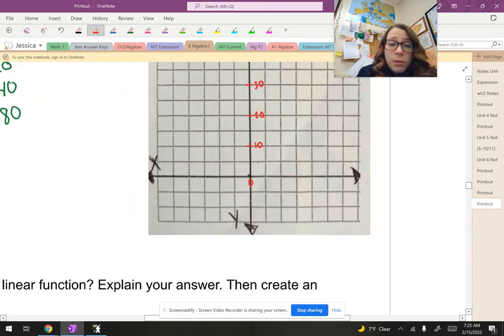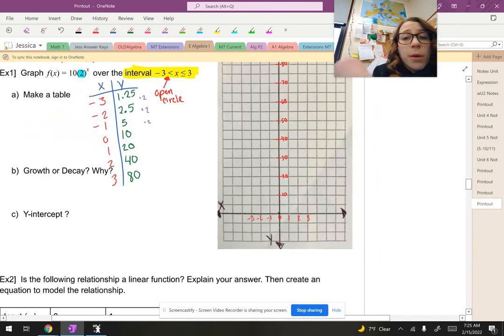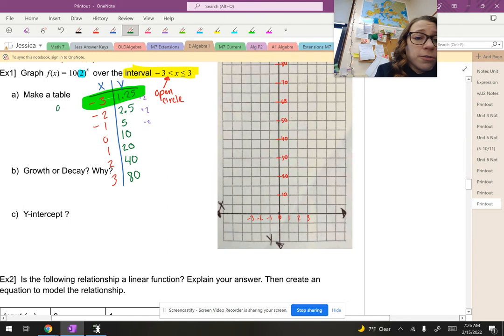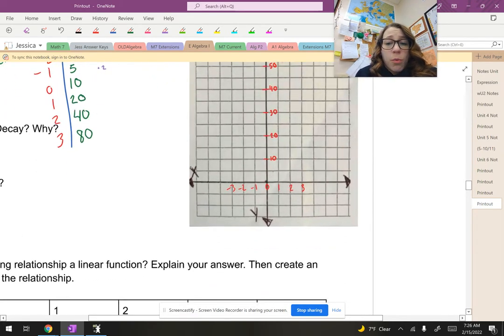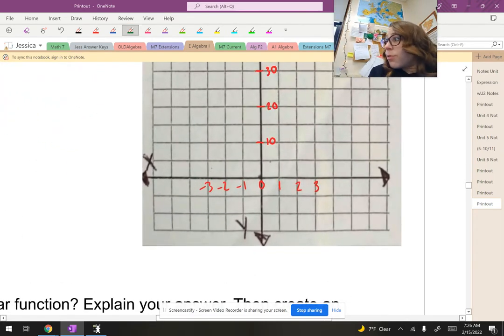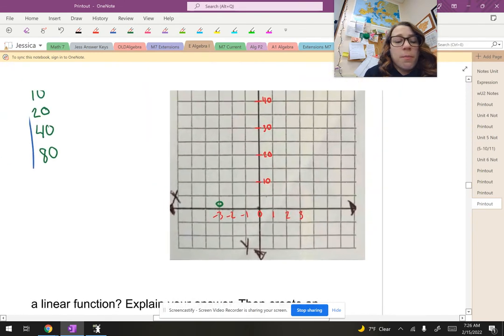So then down here, we've got 0, 1, 2, 3, negative 1, negative 2, negative 3. I'm going to transfer this open circle highlight right here to remind myself, open circle. The more I remind myself of that, the less likely I am to forget it. So at negative 3 and 1.25, that is going to be really, really close to that axis, but not exactly on it. I'm just going to circle that guy right there.